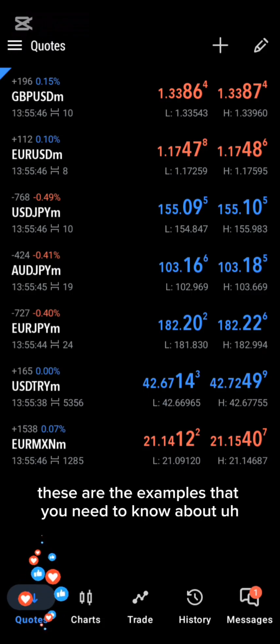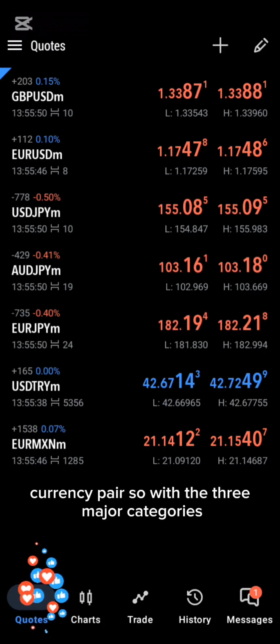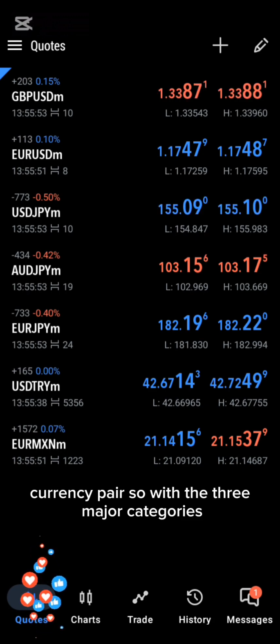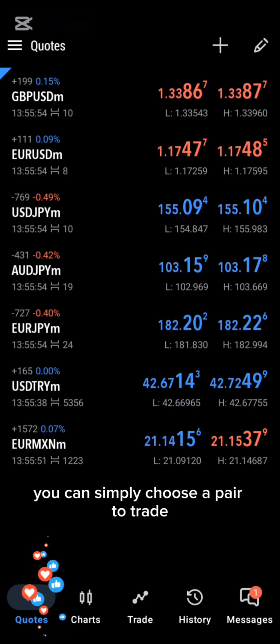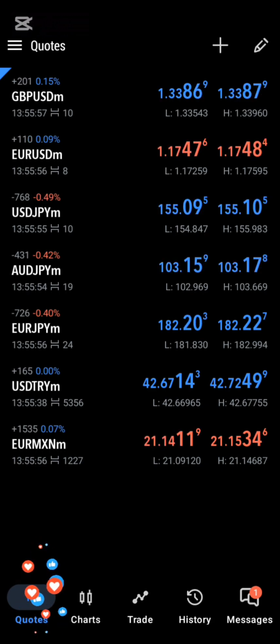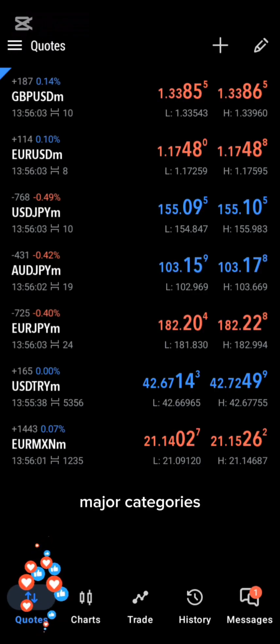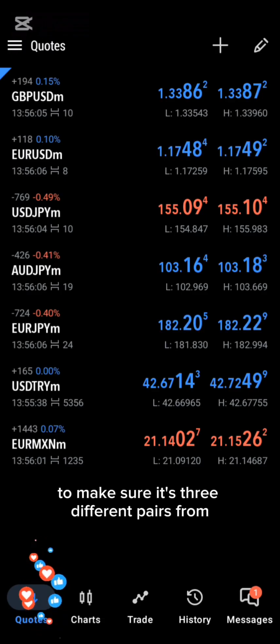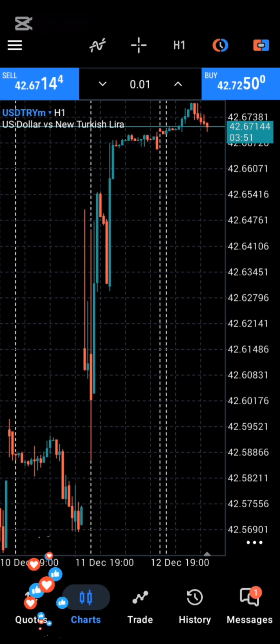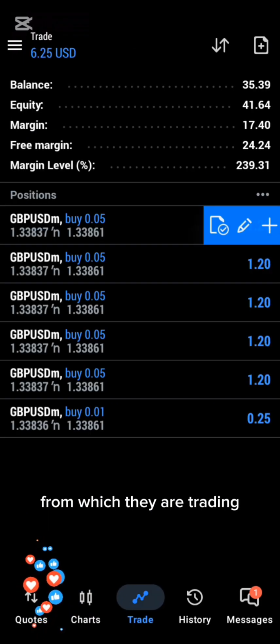Well, these are the examples that you need to know about currency pairs. So with the three major categories, you can simply choose a pair to trade. Most professional traders choose one pair from each major category, to make sure it's three different pairs from which they are trading.